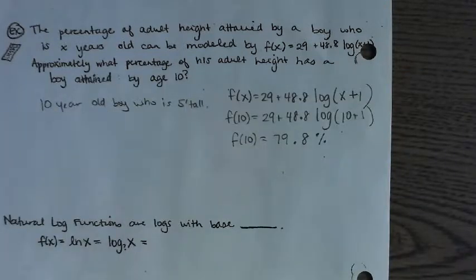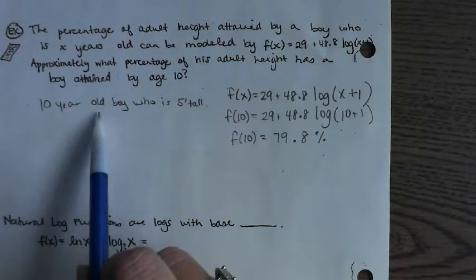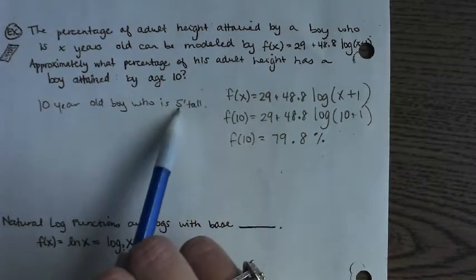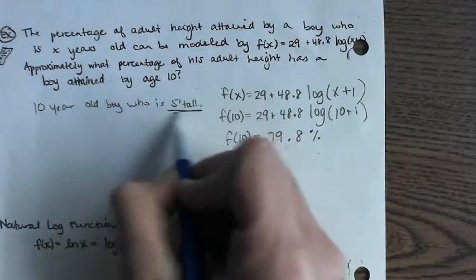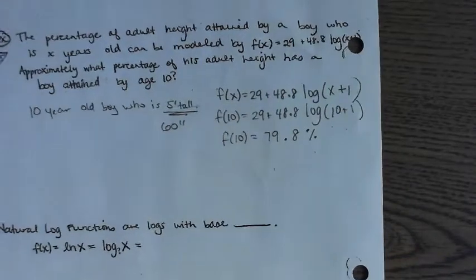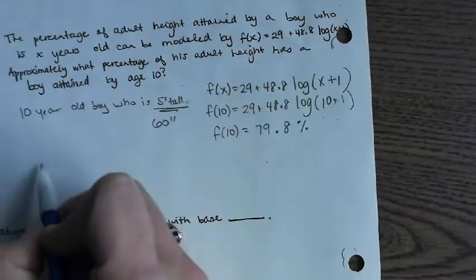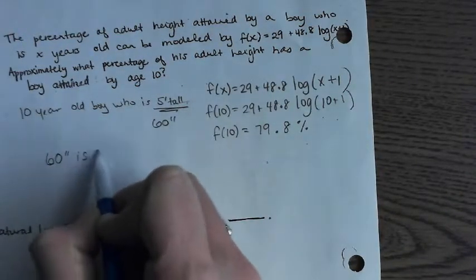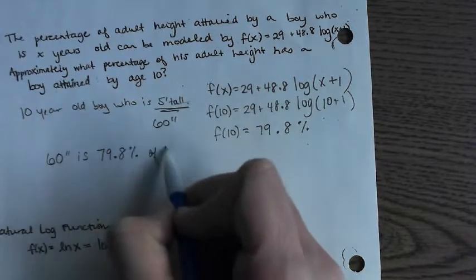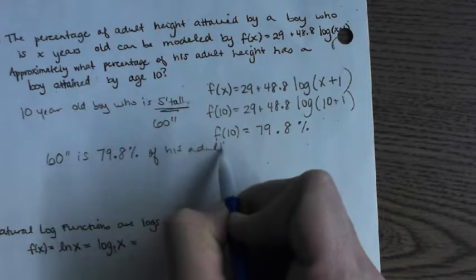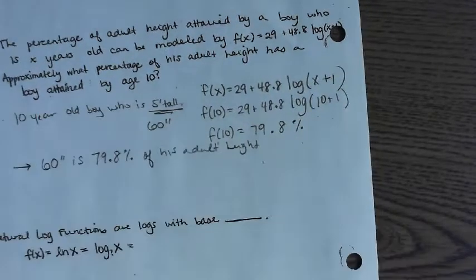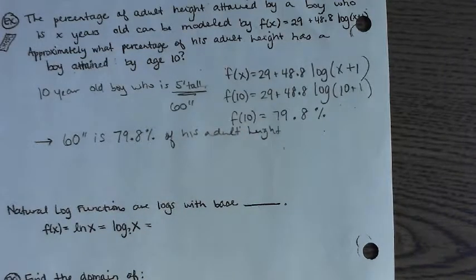So let's say when he's 25 years old, right? So if he's 5 feet tall, I'm going to change that to inches. Okay. So essentially what this model is telling us is that 60 inches is 79.8% of his adult height. So this is basic algebra 1 percentage information. Take a moment, get your calculators out, and figure out what his predicted adult height would be.